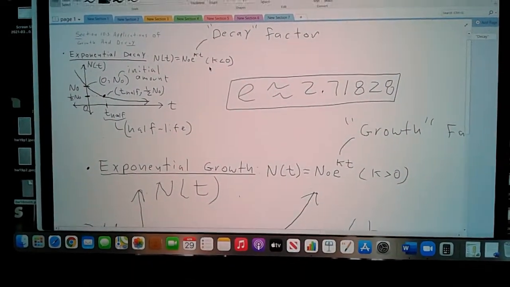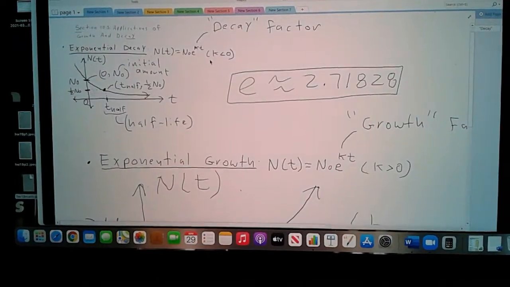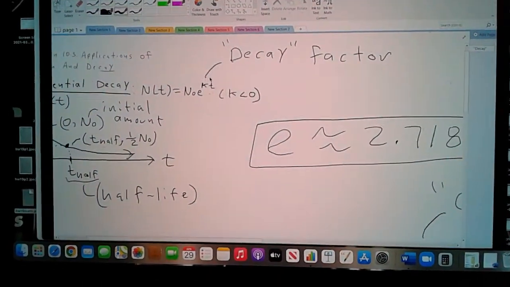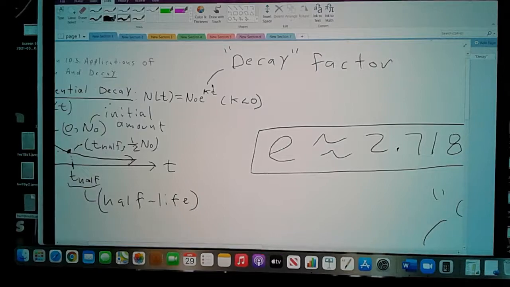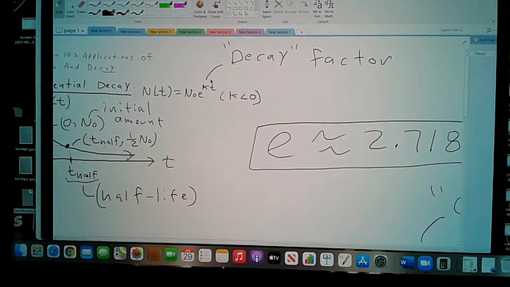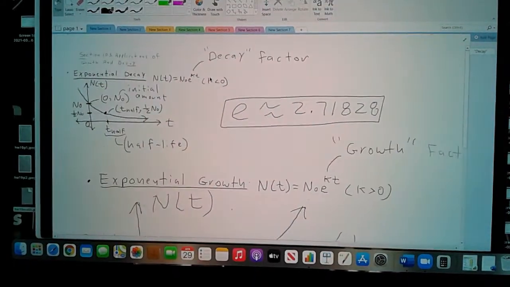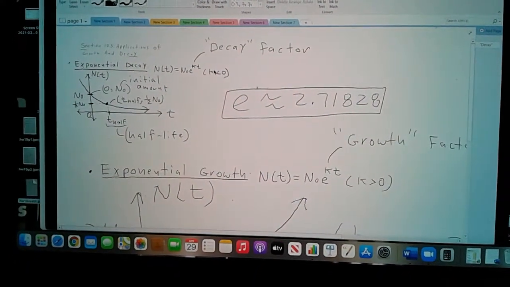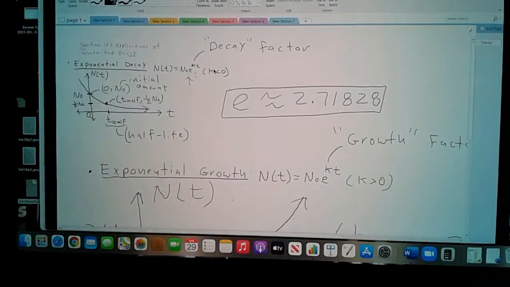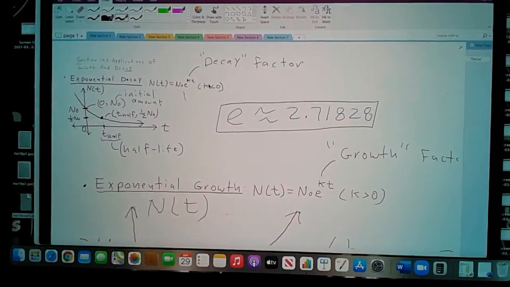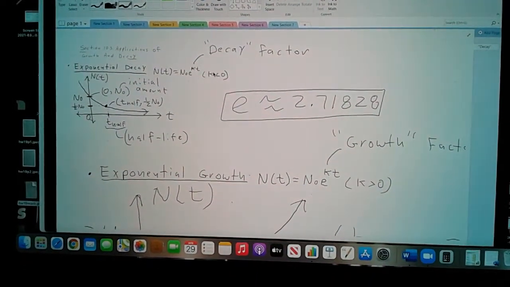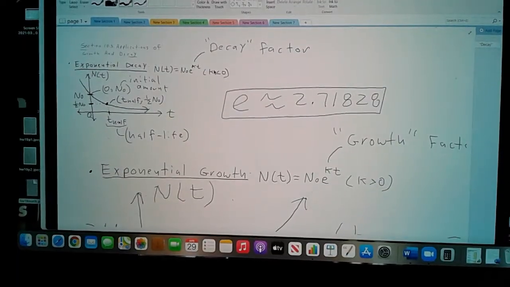So your decay constant or decay factor k is what this is in the equation here. It's going to be less than 0 whenever you have exponential decay. It's going to be a negative number. e is equal to approximately 2.71828. We see that in the formula as well, e. So you know that already. You've seen it. So that's exponential decay.